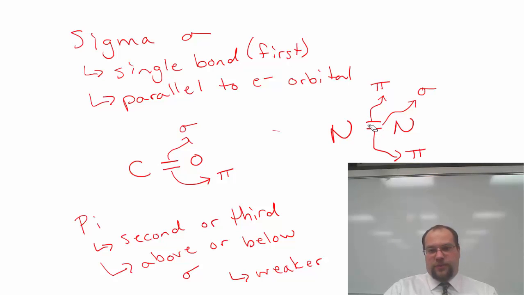I feel like one got away from me. There we go. So the sigma forms first, and then the pi on top and the pi on the bottom. So they are pretty much exactly the same thing. The only difference is they're stressed a little bit because they're above or below that prime optimal sharing. And as a result, they're just a little bit weaker.